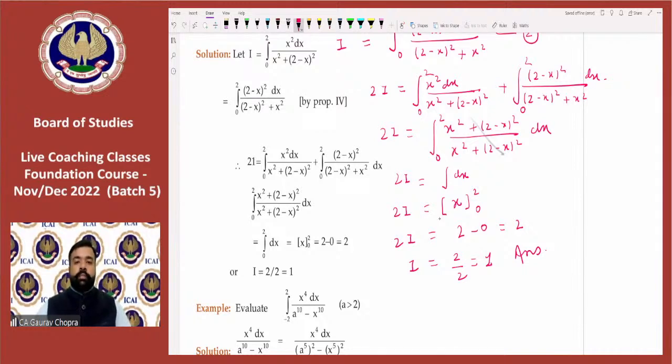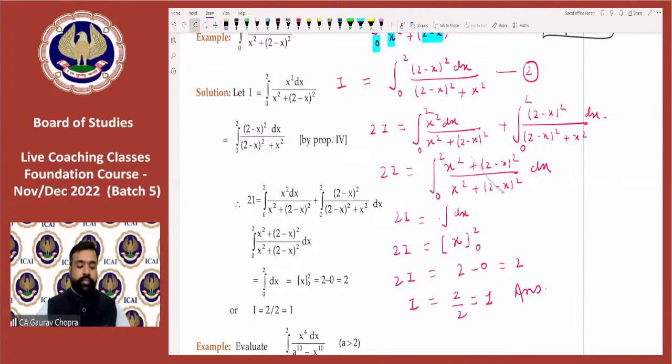So in this manner, we can apply the property of definite integrals. Here we applied property number 4. Whenever the limit is from 0 to any number, always check whether this property is applicable or not. If it is applicable, just form the equations and add them. After adding them, numerator and denominator both will get cancelled and we will get the final result.